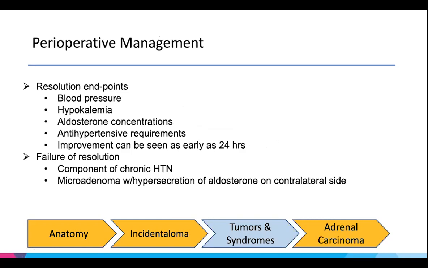Resolution endpoints in terms of perioperative management: control of their blood pressure, hypokalemia, following up with aldosterone concentrations, and their antihypertensive requirements. Improvement of especially the blood pressure and hypokalemia could be seen as early as 24 hours. Failure of resolution could be an indication that their symptoms are a component of chronic hypertension, or there could be a microadenoma, as Dr. Fernandez had mentioned. The aldosteronomas could be quite small, so you could have a microadenoma with hypersecretion of aldosterone on the contralateral side from the adrenalectomy.